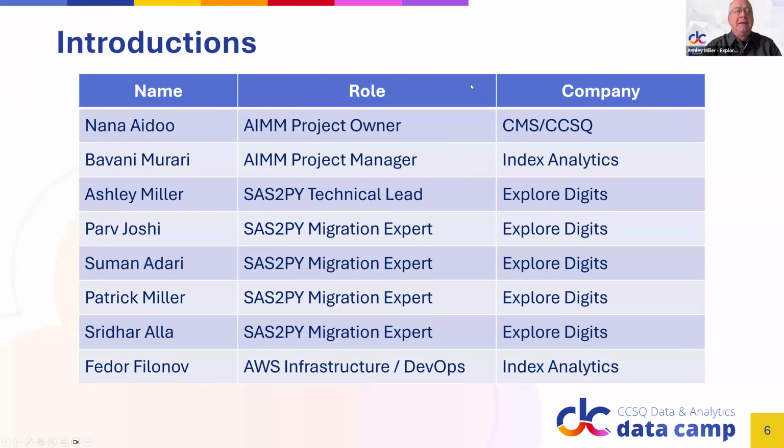So here are some of the other key people on the SAS2PY project working under AIM. The project owner is Nana Adu from CMS, of course. Bhavani from Index Analytics is the project manager for AIM. And we have quite a few people here from Explore Digits that are actually SAS migration experts. So they know SAS, they know Python, PySpark, and of course they know the SAS2PY tool, which we'll be talking about. And then Fedor Filinov is responsible for the AWS infrastructure where SAS2PY is actually running.